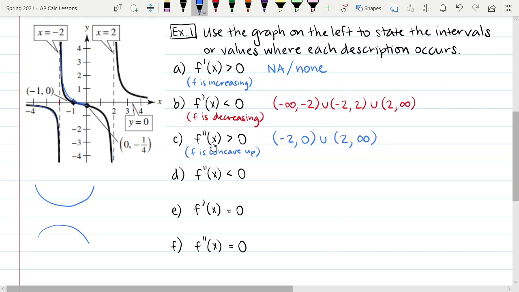So f double prime of x is positive on those intervals because f is concave up on those intervals. Whereas f double prime of x less than 0, in other words, f double prime is negative, means f is concave down. So f is concave down clearly from negative infinity to negative 2, that first interval, as well as 0 to 2.